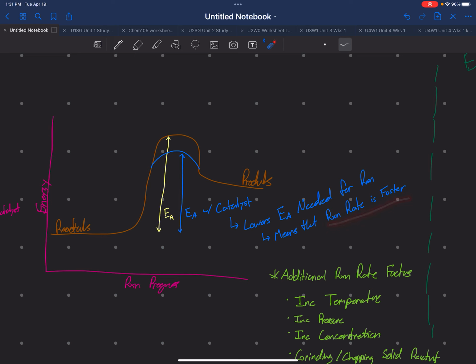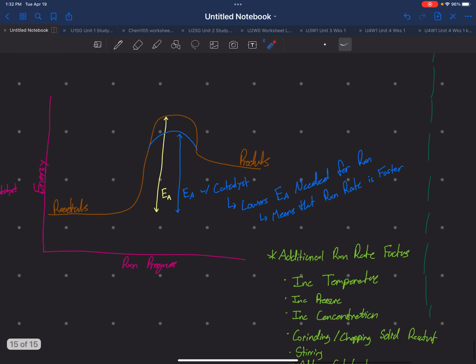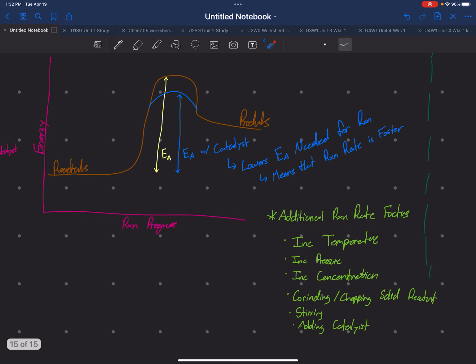So here are some additional reaction rate factors, things that can affect it. If you increase temperature, you're increasing the collisions, so the reaction will go through faster. But don't get this mixed up with solubility, I think from a previous unit. We're talking about reaction rate here, not solubility, okay? So an increase in temperature will always increase the reaction rate.